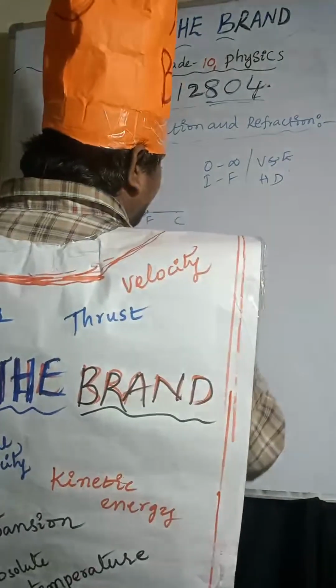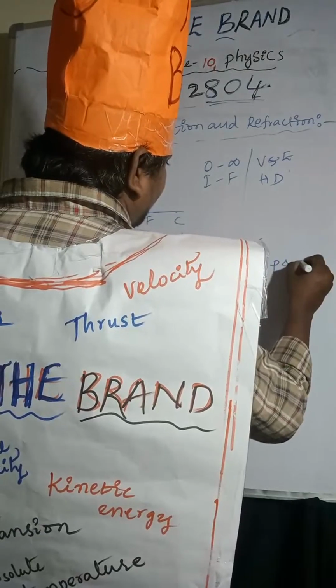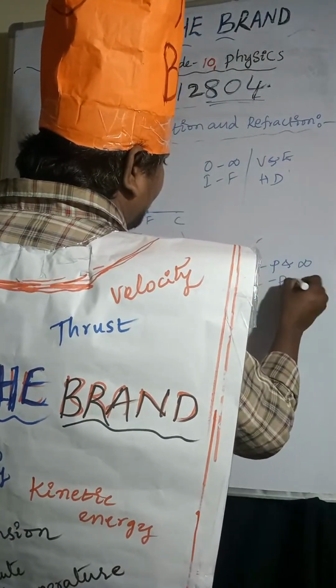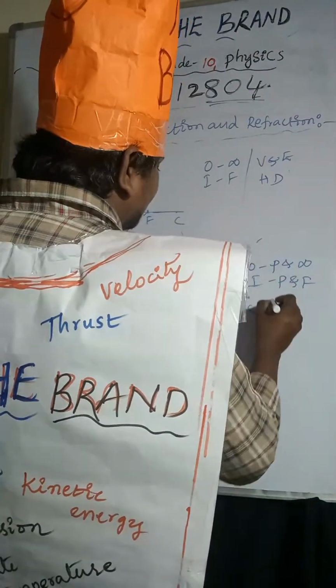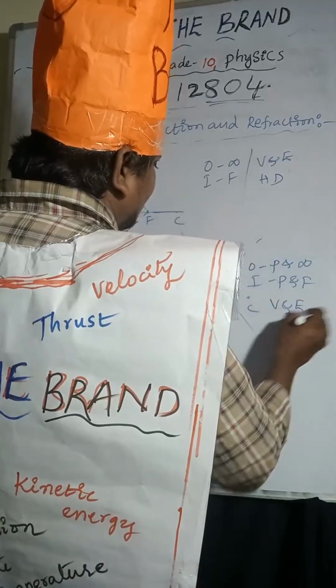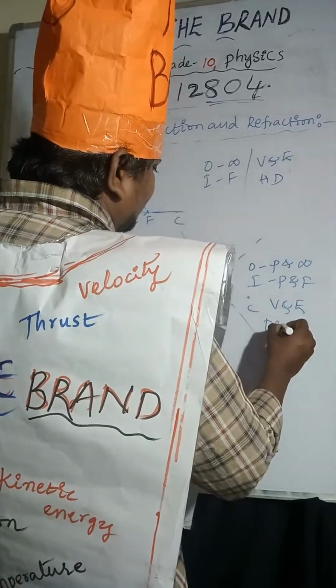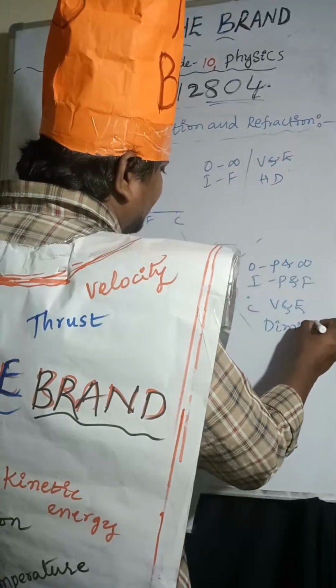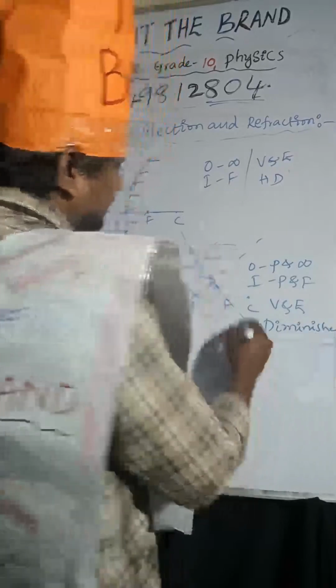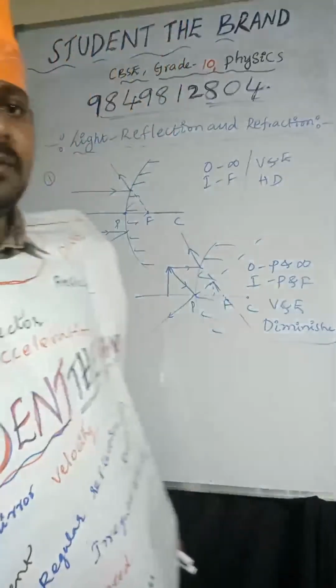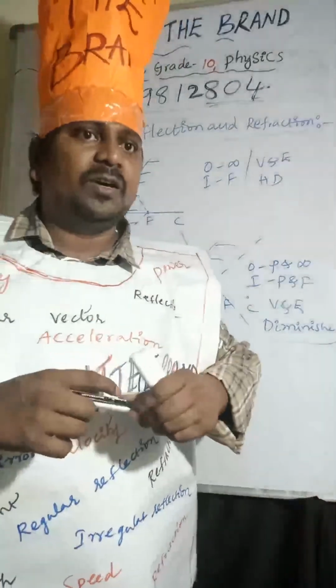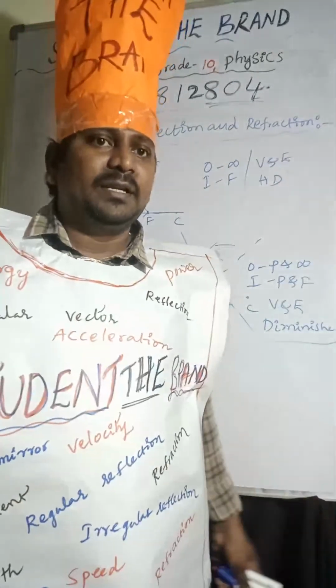Object is placed between P and infinity. Image is forming between P and F. Nature of the image is virtual, erect, and diminished. Compared to the object, image size is decreased. So this is about virtual, erect, and diminished image.